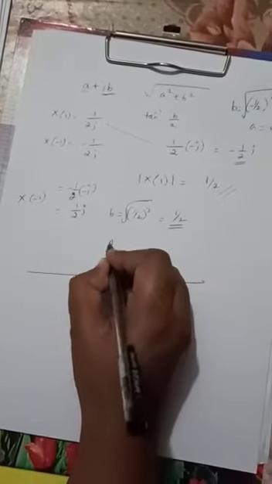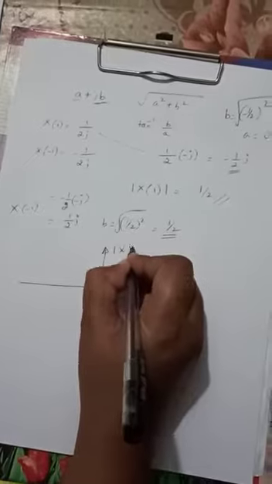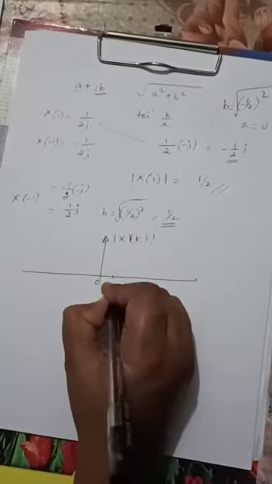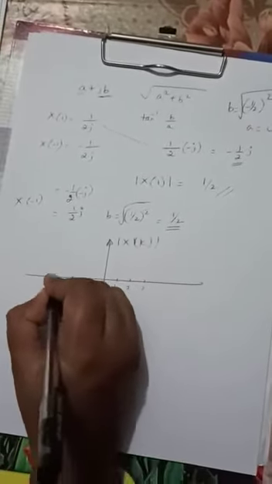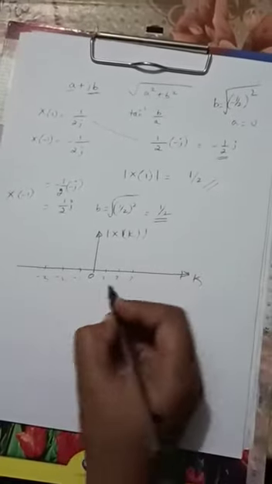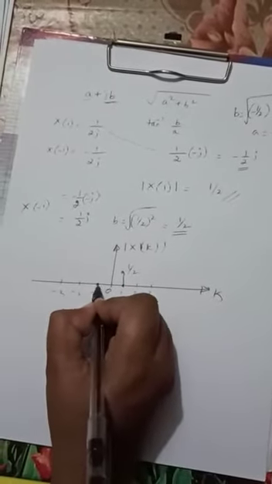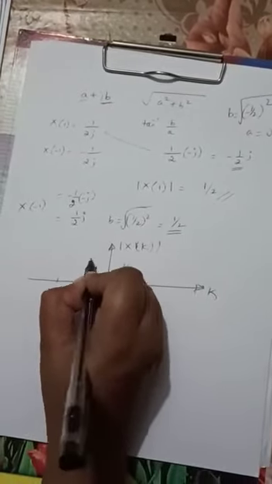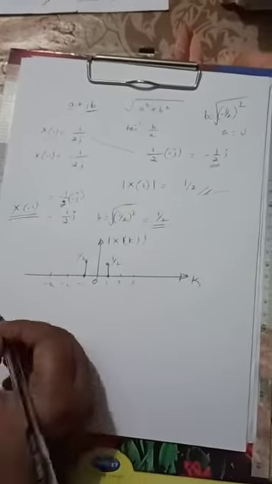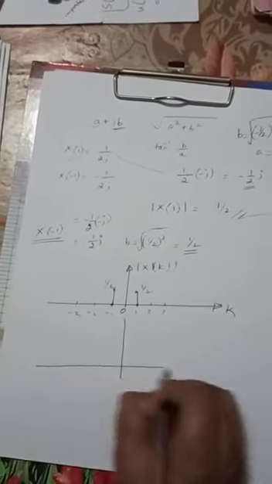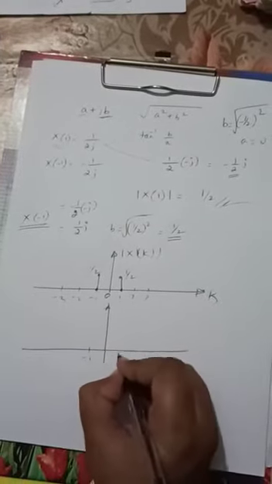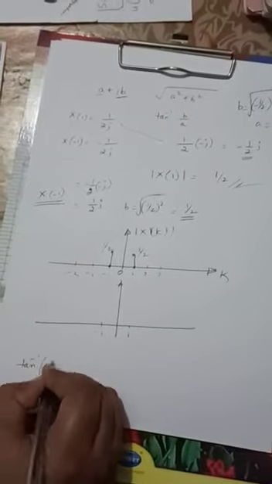If you want to plot the magnitude spectrum of x of k, mark k as 0, 1, 2, 3, minus 1, minus 2, minus 3. For k equals 1, what is the magnitude? Half. For k equals minus 1, it is also half, because we have calculated that both are half. Now for the phase spectrum we plot for the same k values only, because magnitude exists for these. The phase is given by tan inverse b by a.